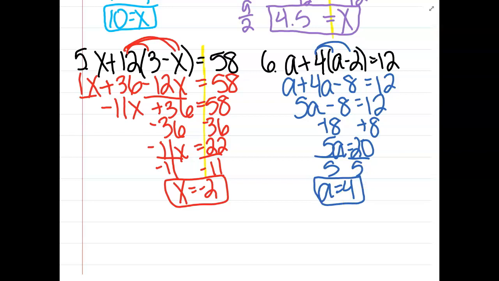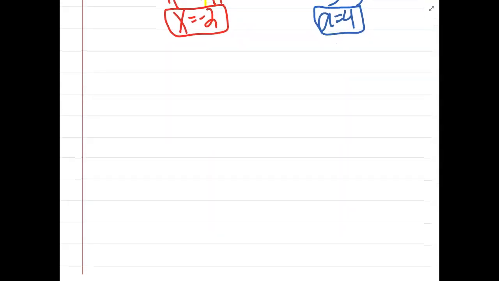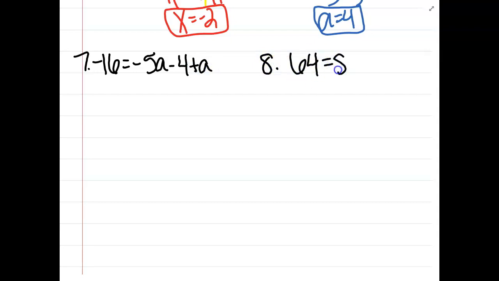Okay, the last two, I want you guys to try on your own. So I'll put them on the board. Take a couple minutes, work them out on your own, and then we will work them out together. Number 7 says negative 16 equals negative 5a minus 4 plus a. And number 8 says 64 equals 8 times the quantity 3 minus 5m.